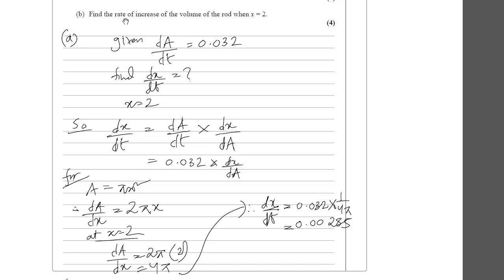Question number B is to find the rate of increase of the volume. So we just have to find the rate of increase of the volume, which means dV by dt. That's what we have to find. So let's do it here.